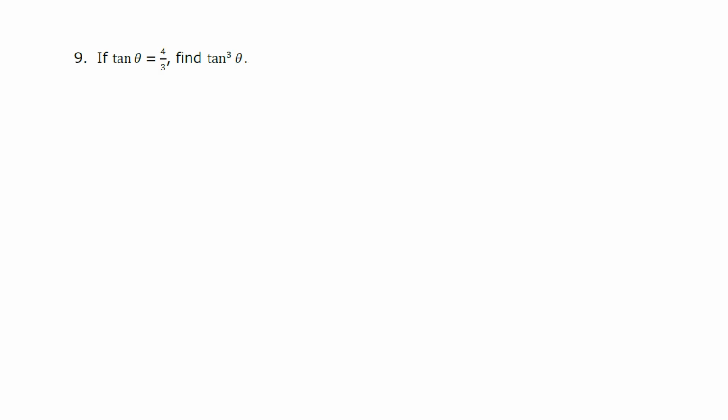Number 9. If tan theta equals 4 over 3, find tan cubed theta. So similarly, tan cubed theta equals tan theta cubed. Since we know that tan theta is 4 over 3, we can substitute that for tan. So we will be evaluating 4 over 3 cubed, which equals 64 over 27.